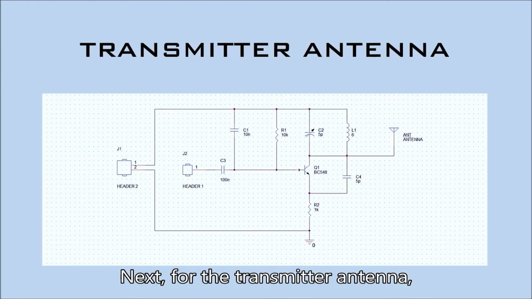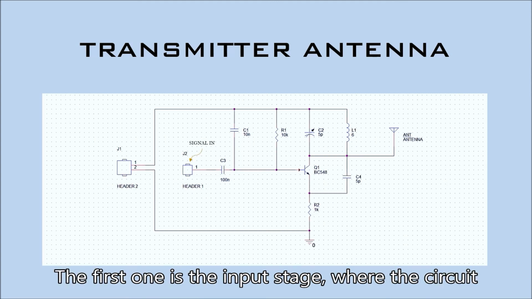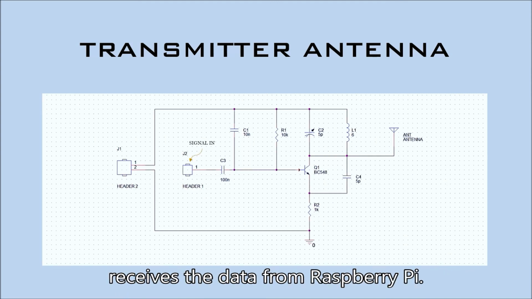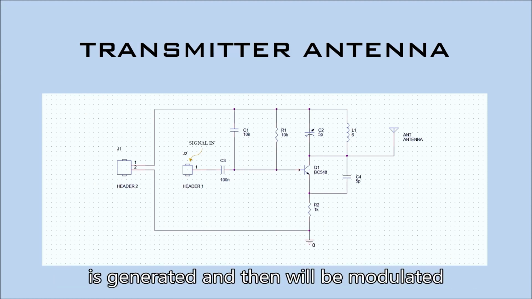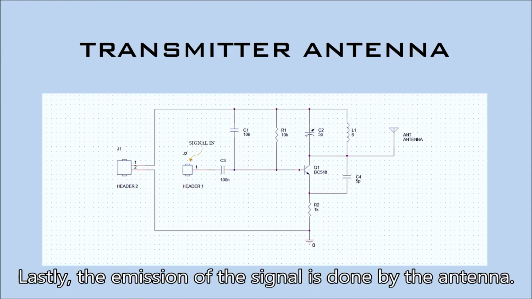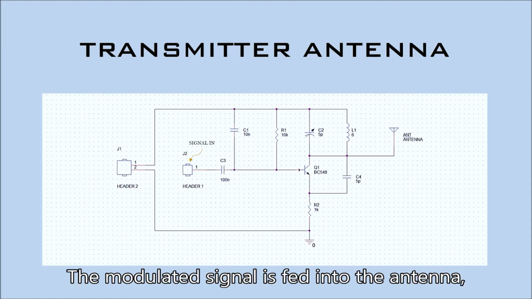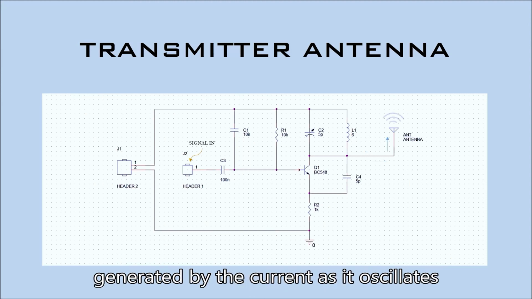Next, for the transmitter antenna, the circuit has 3 main stages. The first one is the input stage, where the circuit receives the data from Raspberry Pi. Next, the oscillation stage is where a carrier signal is generated and will be modulated by the signal from the previous stage. Lastly, the emission of the signal is done by the antenna. The modulated signal is fed into the antenna and then it will transmit the signal generated by the current as it oscillates.